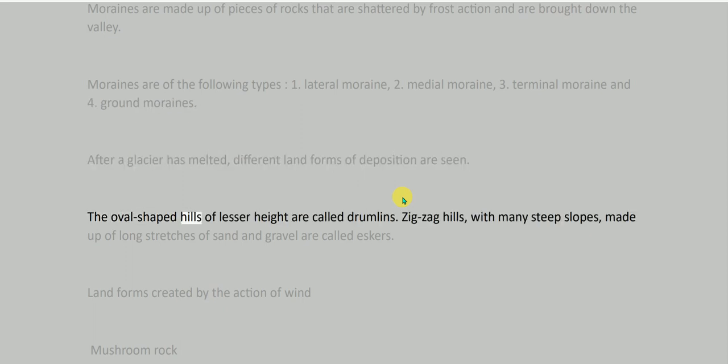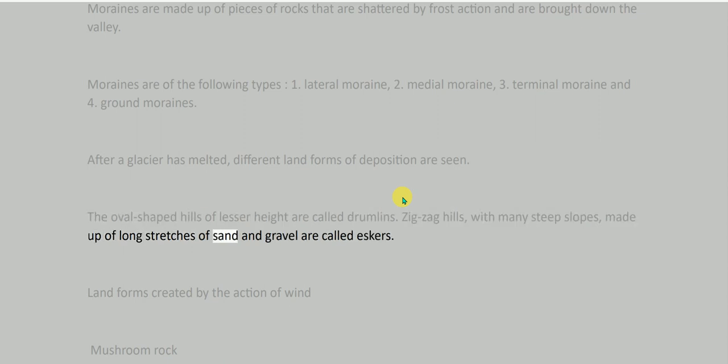The oval-shaped hills of lesser height are called drumlins. Zigzag hills, with many steep slopes, made up of long stretches of sand and gravel are called eskers. Landforms created by the action of wind: mushroom rock.